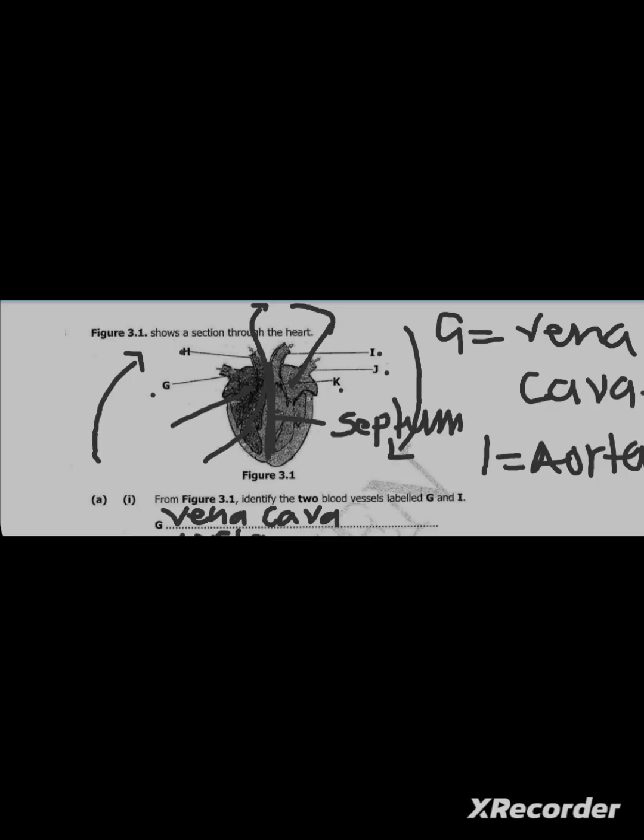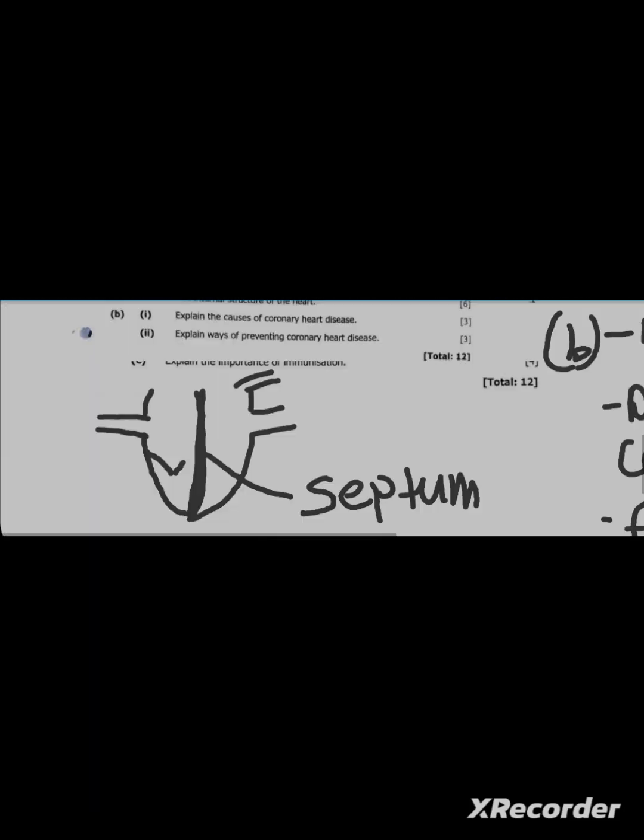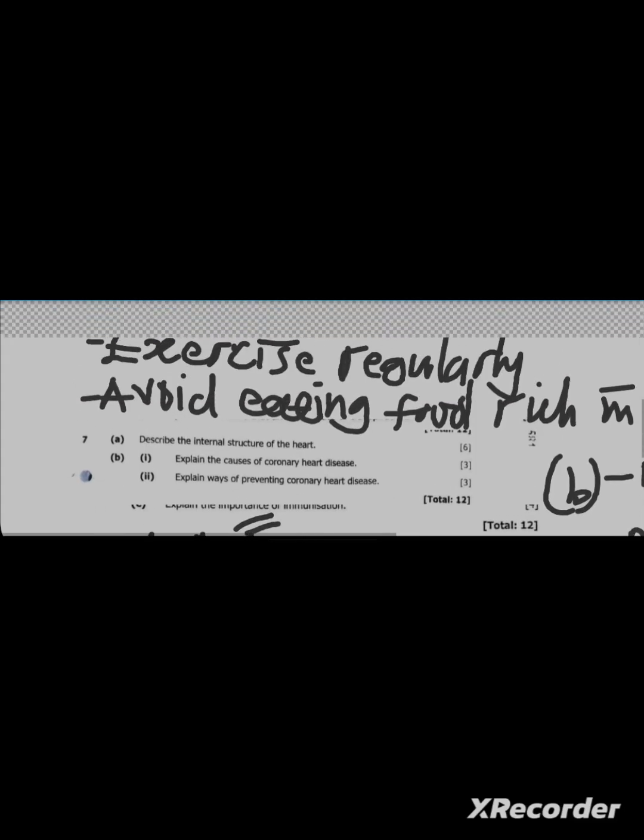Okay, let's go back to our question. The second question is the one we are answering, which is: discuss how coronary heart disease can be prevented. They are just repeating these questions. And the last one is: describe the function of the lymph nodes in the vessels. Those are just the same questions. So here, explain the causes of coronary heart disease, just the same 3 marks. Just pick 3 points. Explain ways of preventing coronary heart disease. We've already talked about these things.